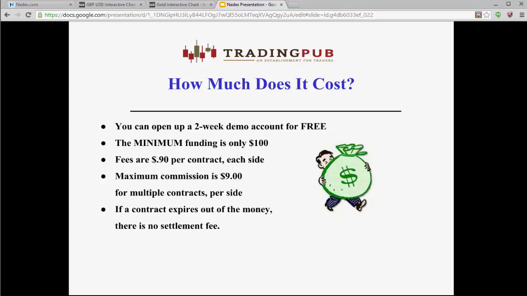Your exchange fees are 90 cents per contract per side. So if you open one contract successfully, you'll be charged 90 cents for opening the contract, and when it settles in the money, you'll be charged another 90 cents, or $1.80 round trip. If you open up a contract and it's not successful and out of the money, you will not be charged the 90 cents on the back end. You'll only be charged the 90 cents for opening that particular transaction.